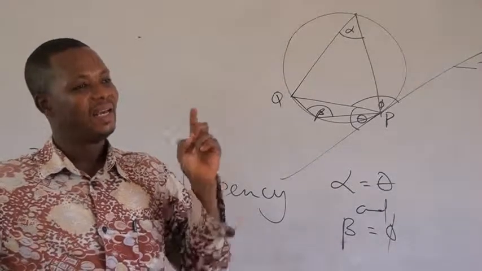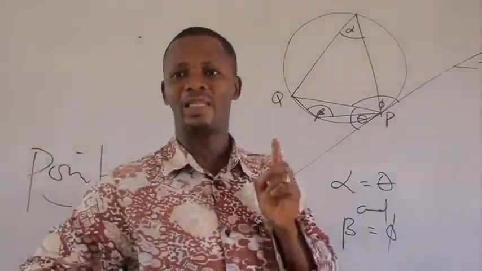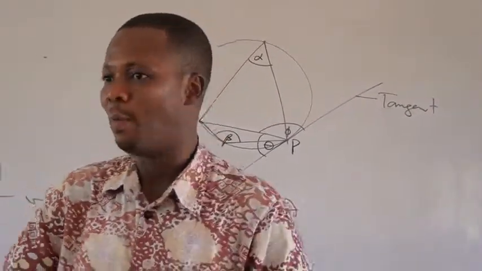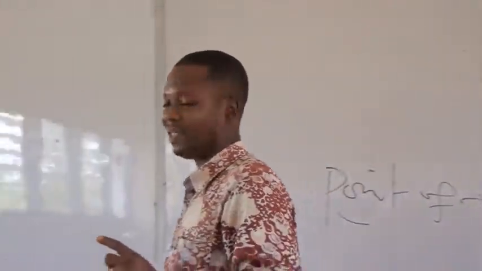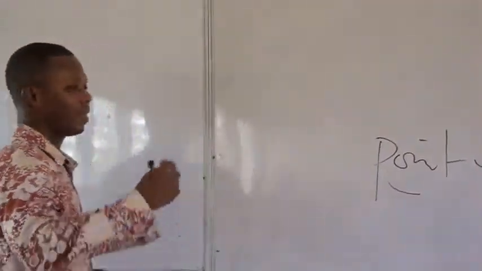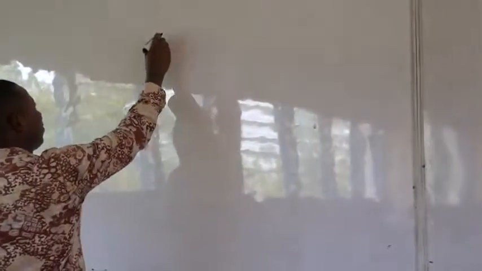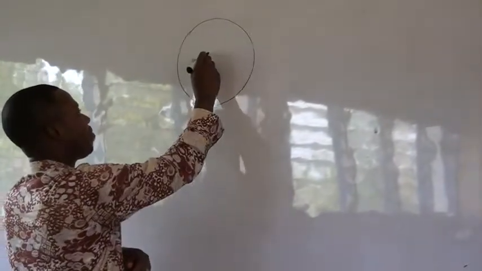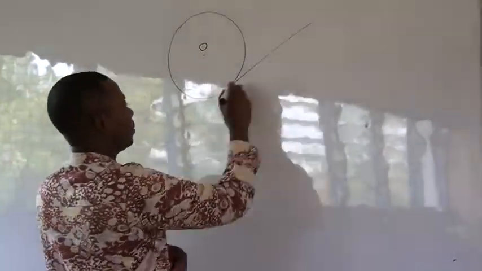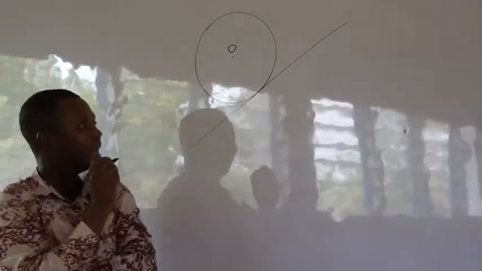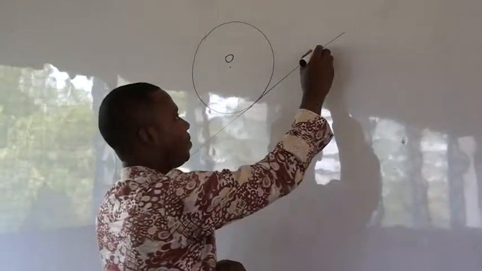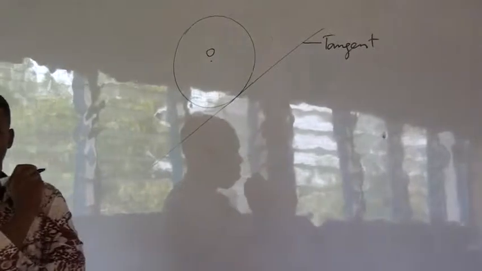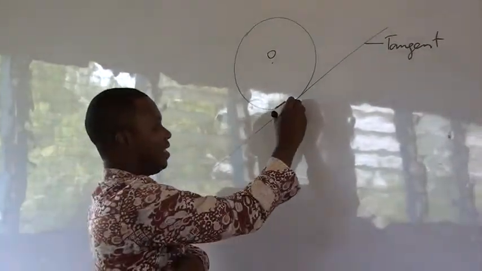It says that the radius of a circle is normal to the tangent at the point of tangency. The radius of a circle is normal to the tangent at the point of tangency. What do we mean? If this is our circle, center O, tangent to the circle, the point of tangency is here.